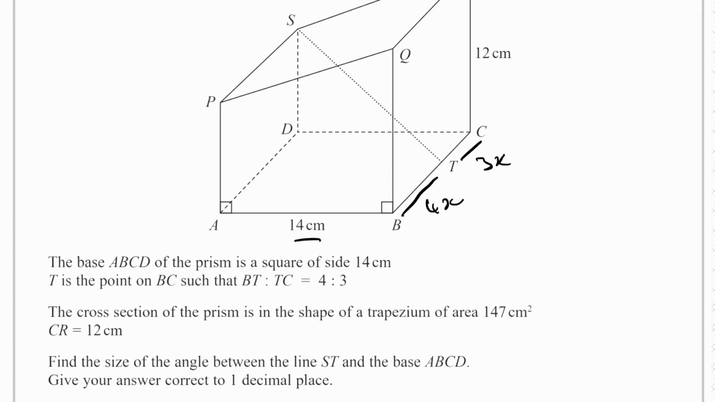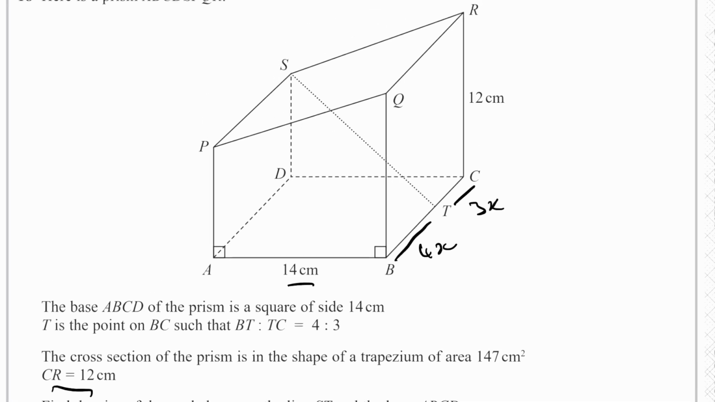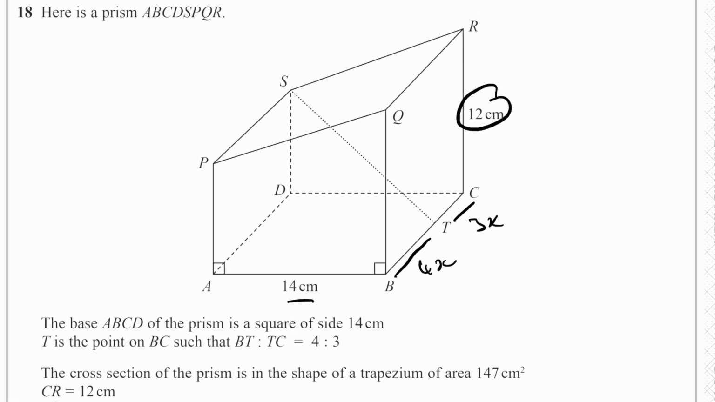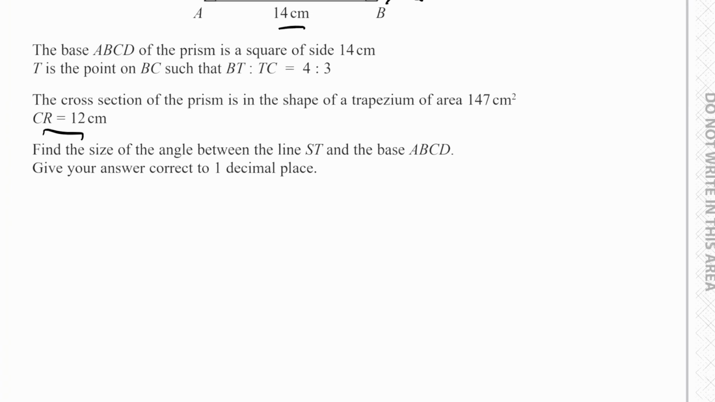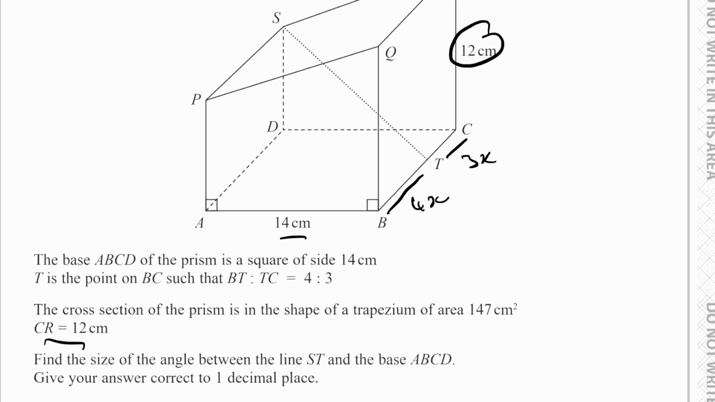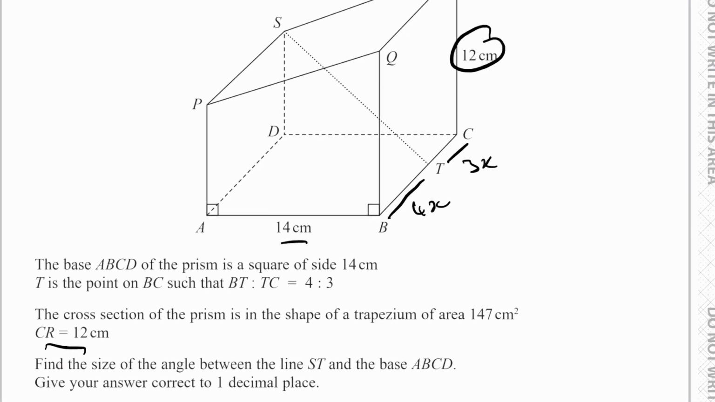If you take a cross-section through it, then it's the shape of a trapezium, which we know is basically this thing here. And that has an area of 147 centimeters squared. And the final point they give us is CR equals 12 centimeters. So C to R, which is this top point over here, and that's drawn on for us, 12 centimeters. Find the size of the angle between the line ST and the base ABCD. Give your answer correct to 1 decimal place.